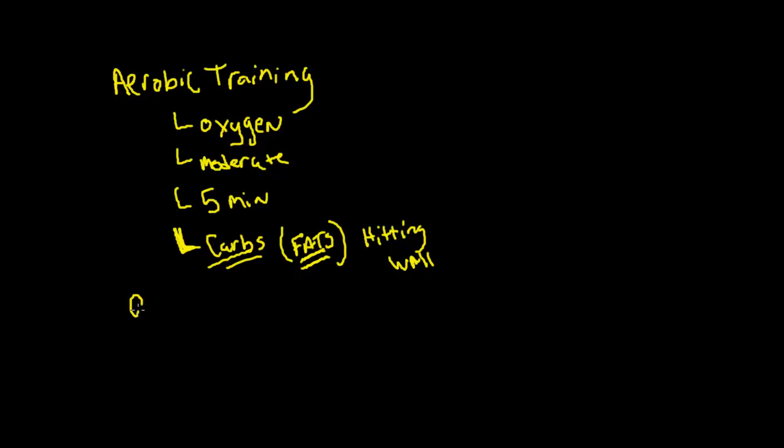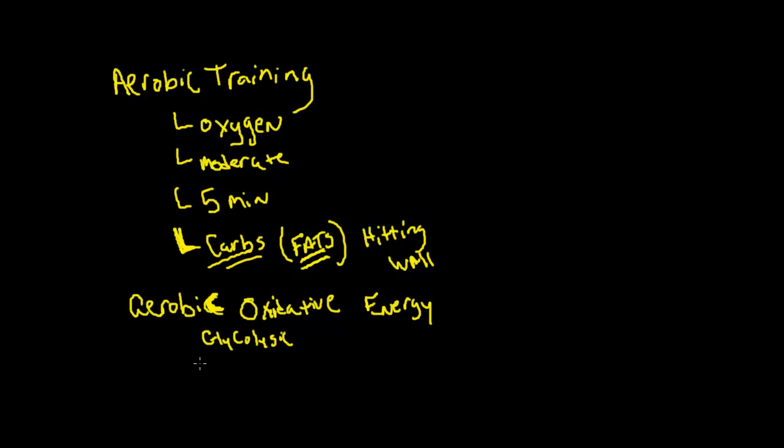So if you wanted to link this to an energy system, this would be the aerobic, or oxidative, energy system. And I talk about that in other videos where we link the health related components to the various energy systems. So that's going to include aerobic glycolysis and the Krebs cycle. And the electron transport chain.